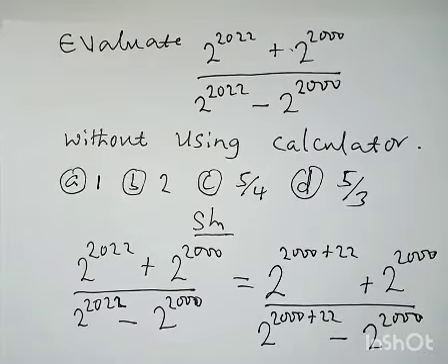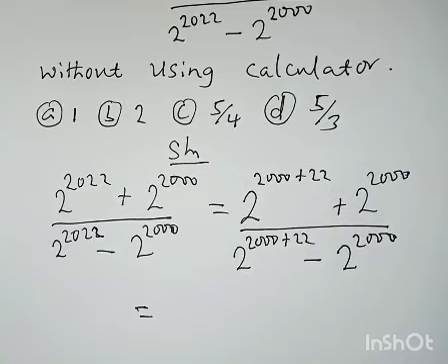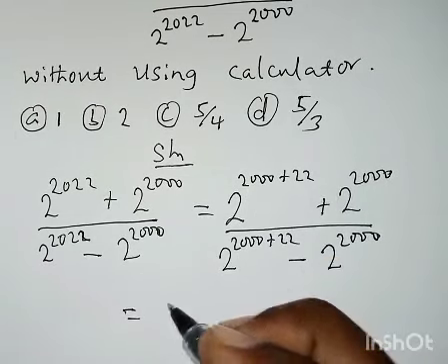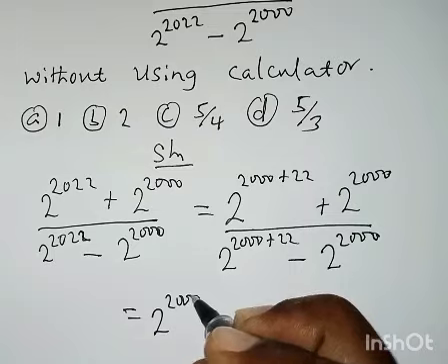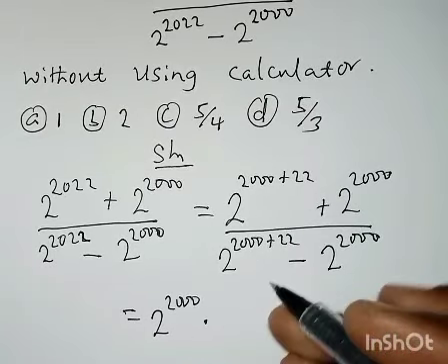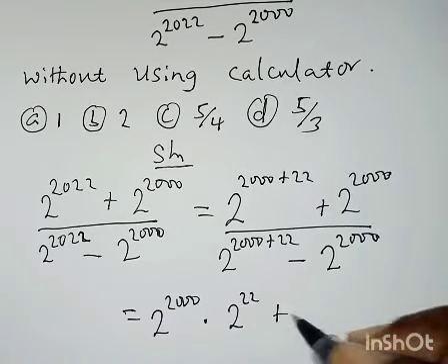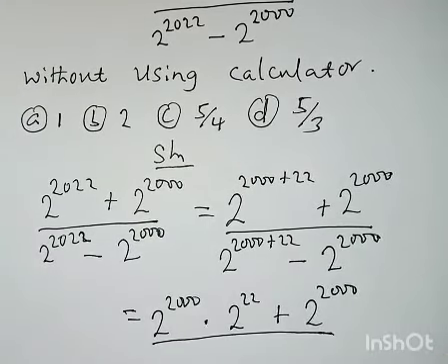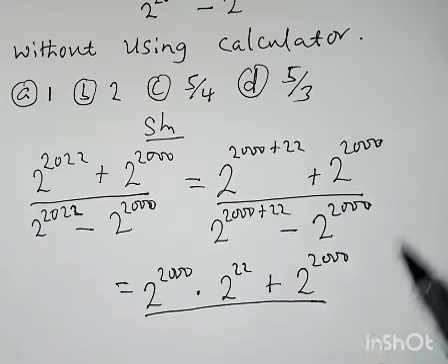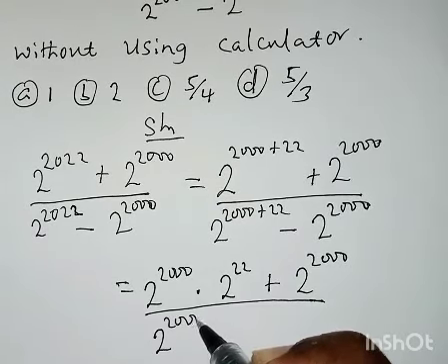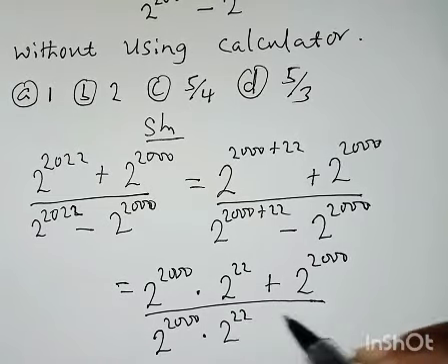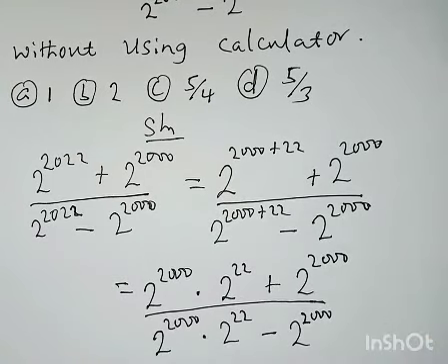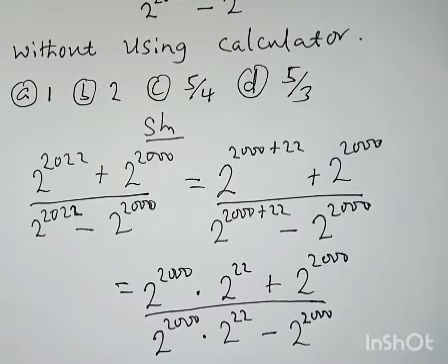So now, from there, 2 power 2000 plus 22 is the same thing as 2 power 2000 multiplied by 2 power 22. Then plus 2 power 2000, everything over, the same thing here, 2 power 2000 plus 22 is the same thing as 2 power 2000 dot 2 power 22, then minus 2 power 2000. This is according to laws of indices.